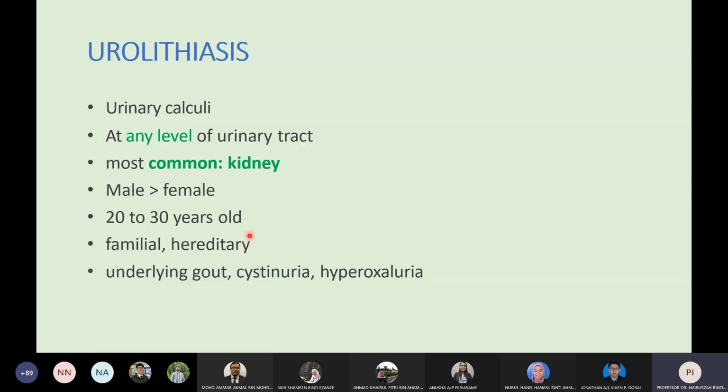Okay, so it is common among the youngish age group, 20s to 30s or 30s to 40s. Rarely do we get it in children or the very, very old. As I said, it tends to be familial, or maybe there's a hereditary predisposition to it. We don't know. These are some underlying conditions. Gout is fairly common. Gout is when you have an increase in uric acid. But the congenital lesions are not common, right?